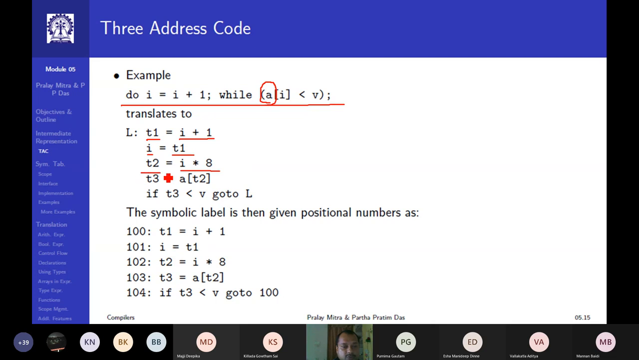I am storing that to T2, and then A[T2], now I am copying to T3. Next, my condition testing: if T3 less than V, it is the same as from here, then go to L. So you jump back here. You see, everything is now in 3 address code.